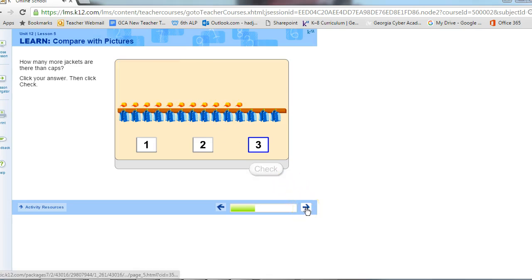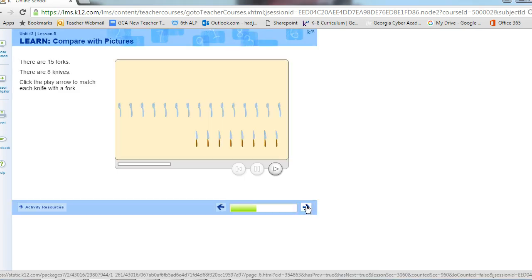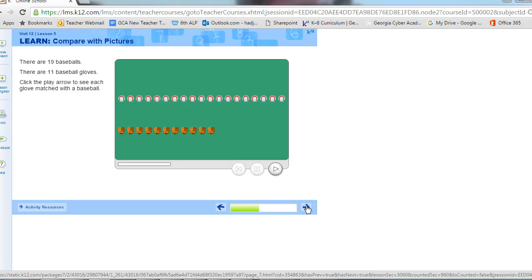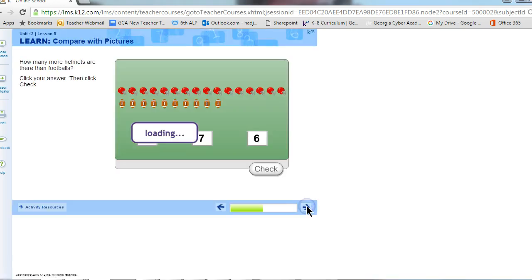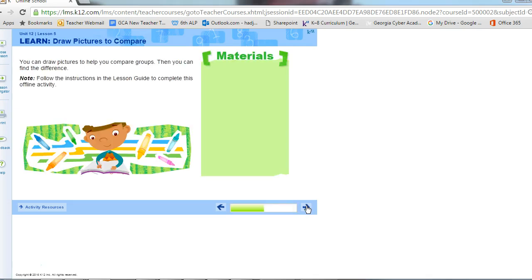I want you to go ahead and pause the video and work through the next few problems on your OLS. Matching up. When you get to this screen, then I want you to come back to the video. Great job. I hope you enjoyed working through those matching up problems to find out how many more and how many less.